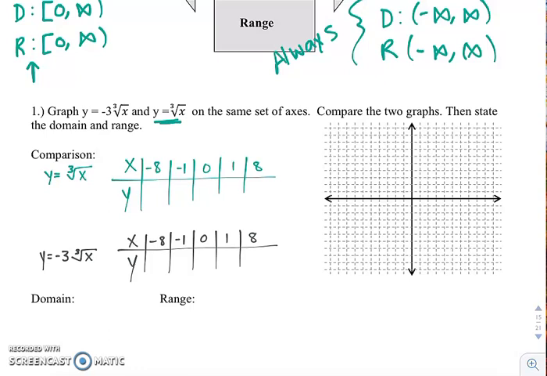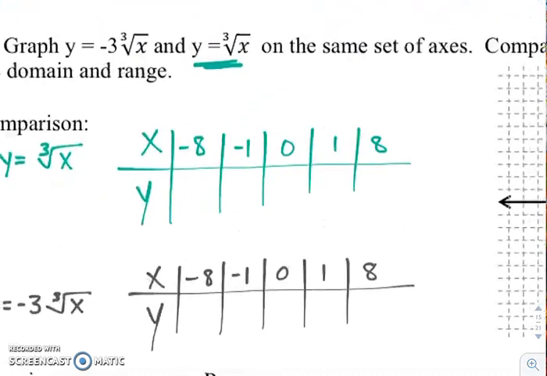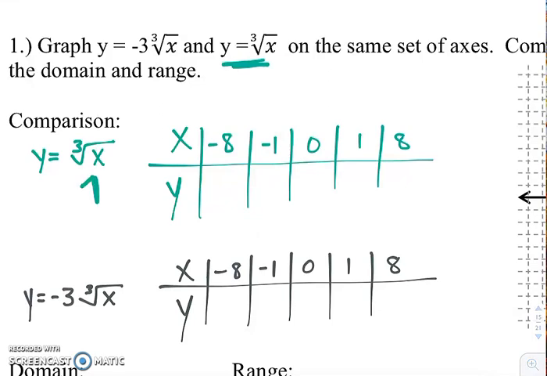So let's do the parent function, which is the green one, first, just the cubed root of x. I decided to use negative 8, negative 1, 0, 1, 8 as my values because I know that they're all perfect cubes. So remember, with cubed roots, you can take the value of a positive or negative. That's why I picked 1 and negative 1, 8 and negative 8. The cube root of negative 8 would be negative 2. The cube root of negative 1, what times what times what is negative 1? Is negative 1. Cube root of 0 is 0. Cube root of 1 is 1. Cube root of 8 is positive 2.